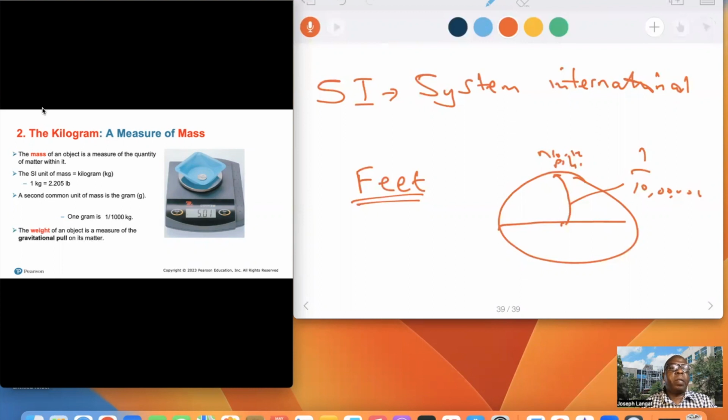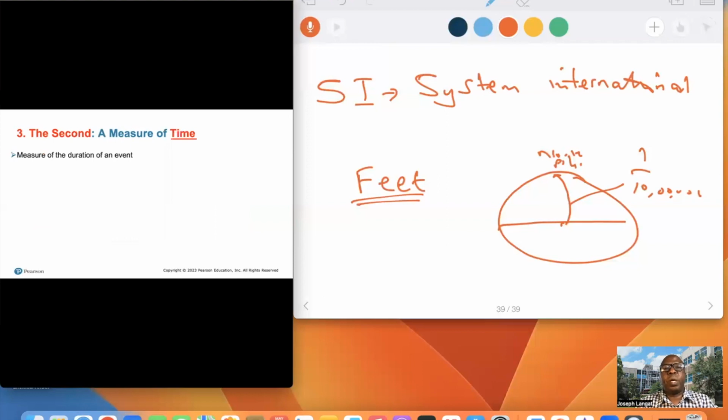What I've highlighted here on this slide is the difference between mass and weight. Mass is defined as the amount of matter in an object. It's the quantity of matter in an object, in comparison to weight, which is the gravitational pull acting on matter. It is the gravitational force acting on matter. Quite often, we use those terms interchangeably, but that shouldn't be the case. You need to differentiate between mass and weight.